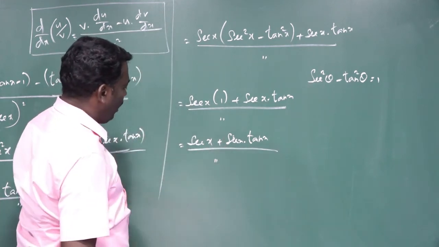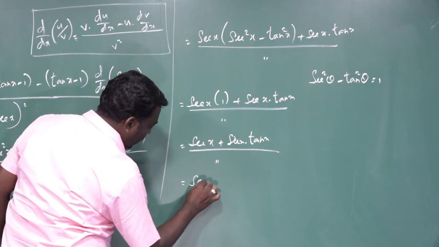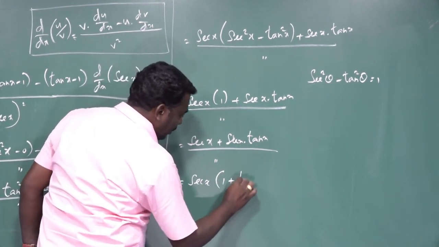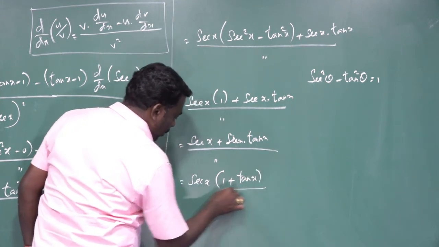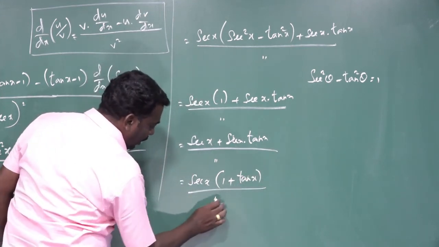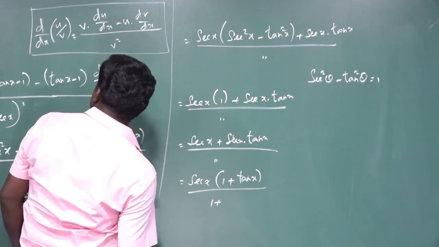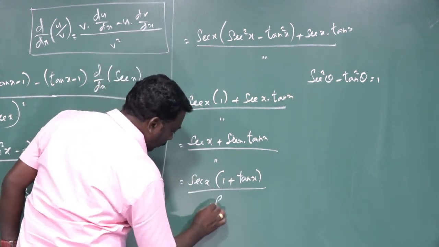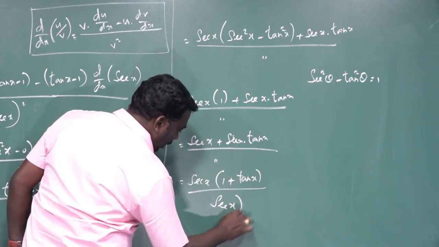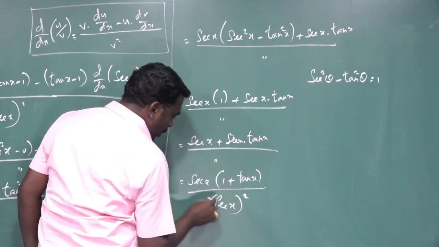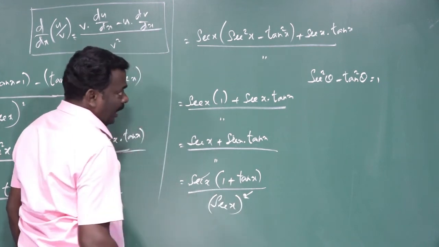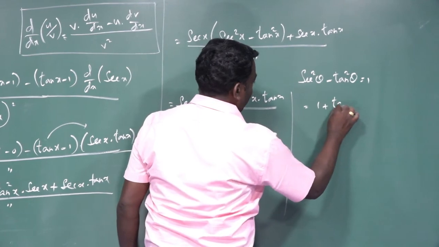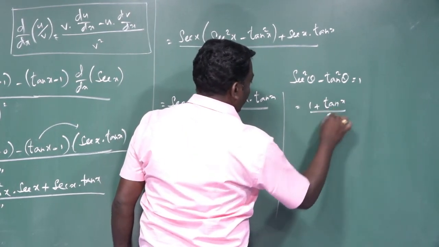Again we take secant x common: the first term leaves 1, the second term leaves tan x, over the same denominator. The denominator is 1 plus secant x, whole squared. Therefore one secant x cancels, and the remaining term is 1 plus tan x by secant x.